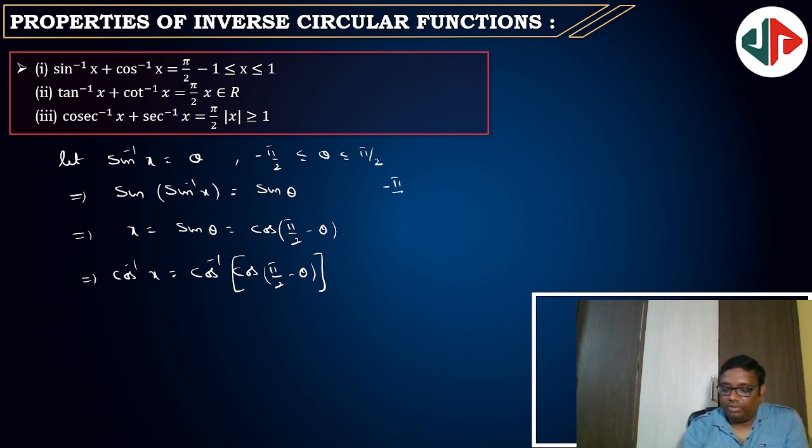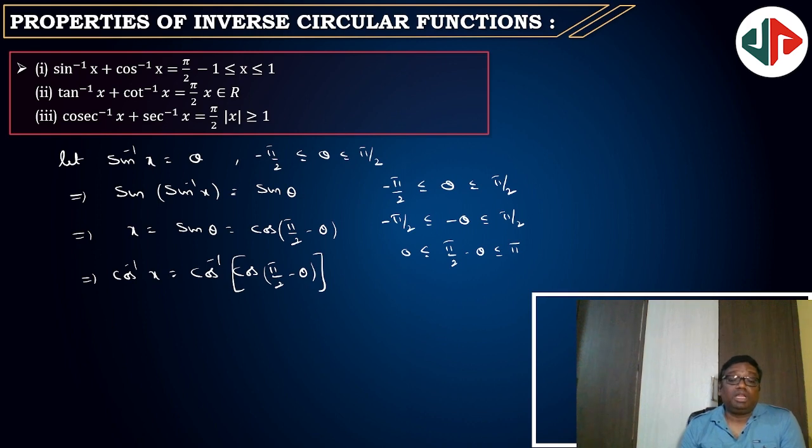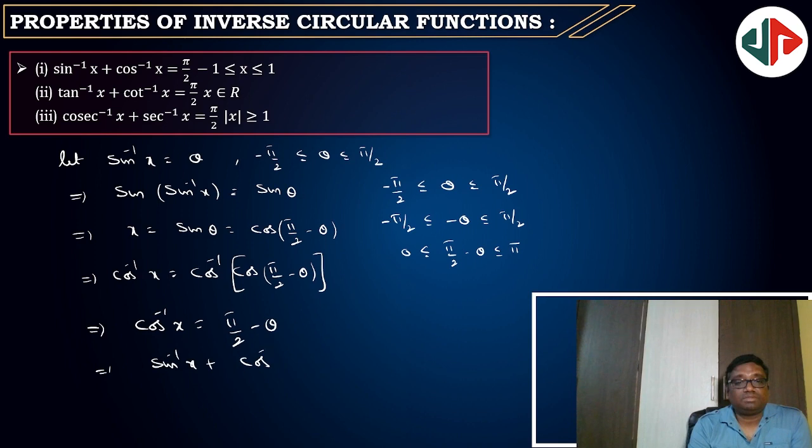So then how, sir? See here, minus pi by 2 less than or equal to theta less than or equal to pi by 2. If you multiply with minus, minus theta also lies between minus pi by 2 and plus pi by 2. If you add pi by 2, 0 is less than or equal to pi by 2 minus theta less than or equal to pi. So clearly pi by 2 minus theta always lies between 0 to pi when theta lies between minus 90 to plus 90. That is why cos inverse of x is always equal to pi by 2 minus theta. But theta means what? Sin inverse of x only. So sin inverse of x plus cos inverse of x is always equal to pi by 2.